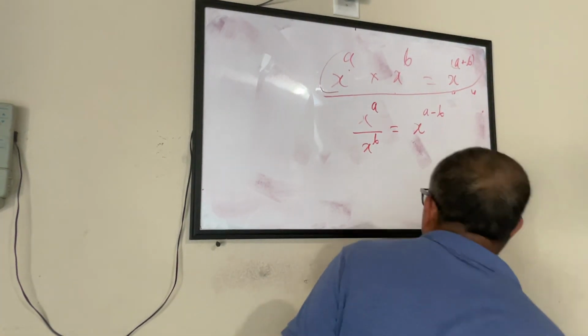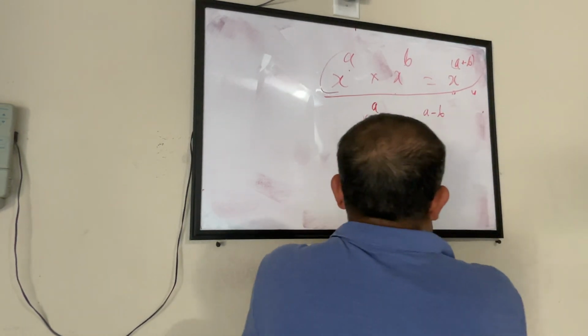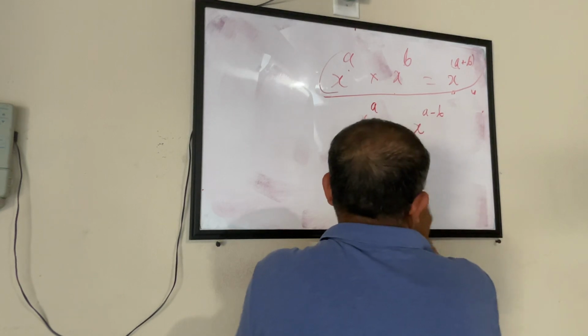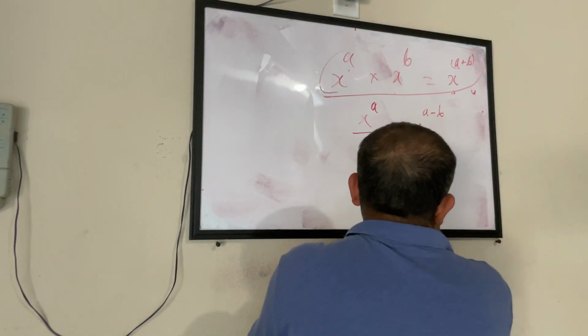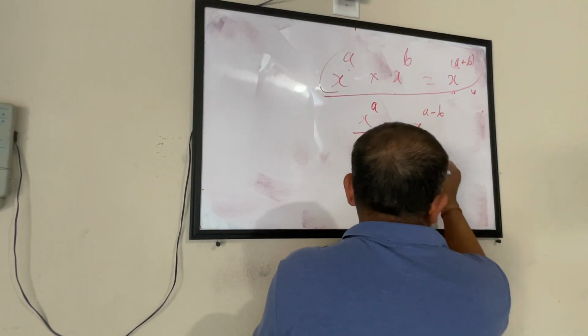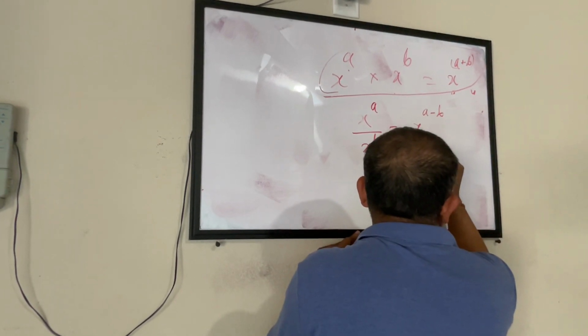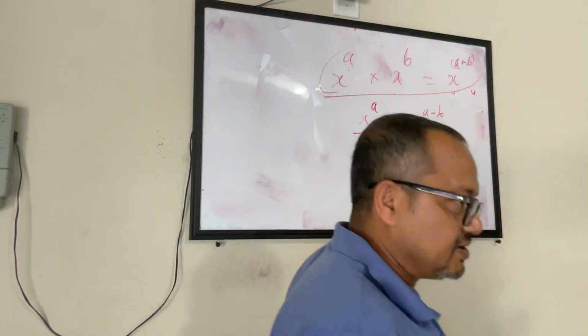That is called power of a power. If I tell you 3 to the power 2 to the power, let's say 4, how much will that be?